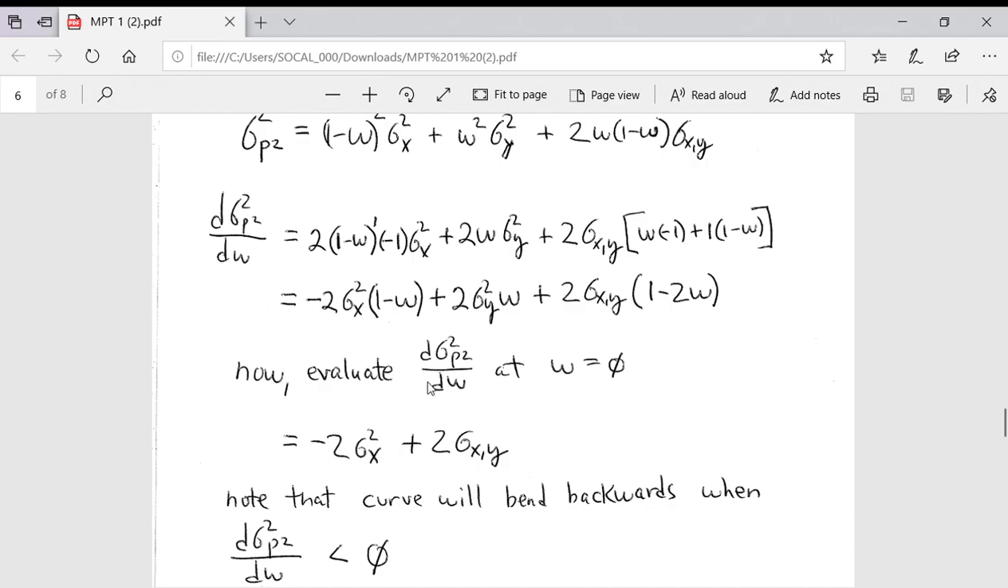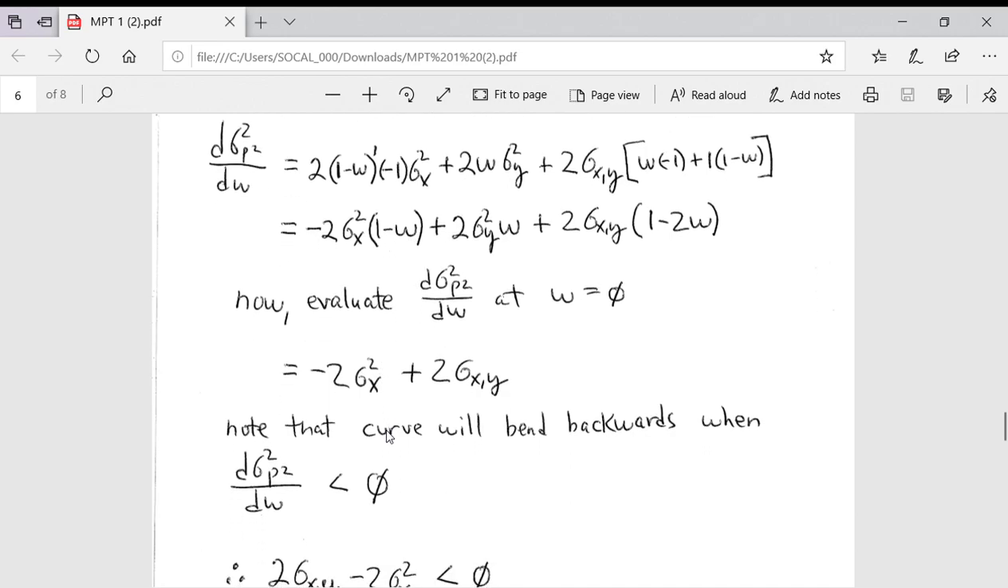Now we're going to evaluate the derivative at the point where w equals 0. Since w equals the weight in y, when w equals 0, this means we're starting at x, having therefore all of our wealth in the low-risk, low-return asset. So when we plug a 0 in for w up here, we're left with this equation here. Again, plugging in 0 for w up here leaves us with this equation.